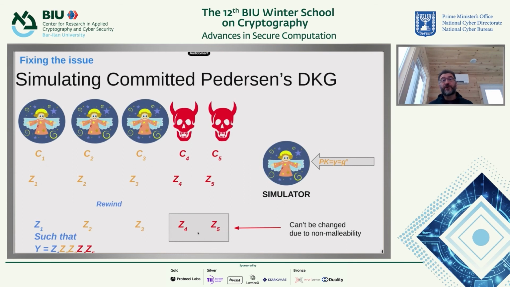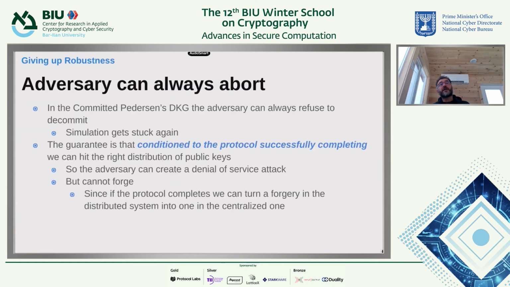However, what the adversary could do is refuse to decommit. So here, maybe the adversary likes what he sees and he says, I'm going to decommit. But here, the adversary doesn't like what he sees and he says, I'm not decommitting. So the main difference here is that we accept abort, because in this case, the adversary is biasing the distribution, but in a way in which the malicious behavior is detectable.